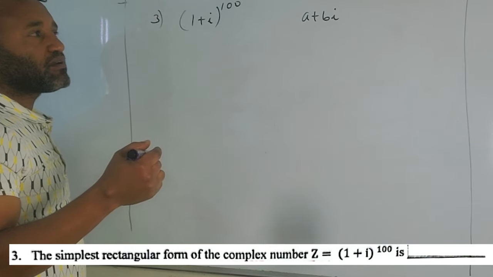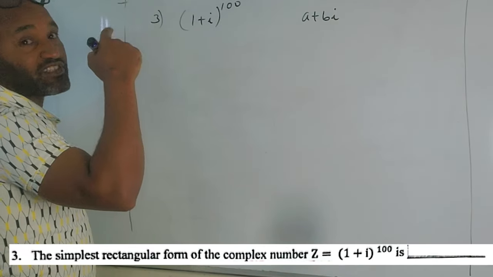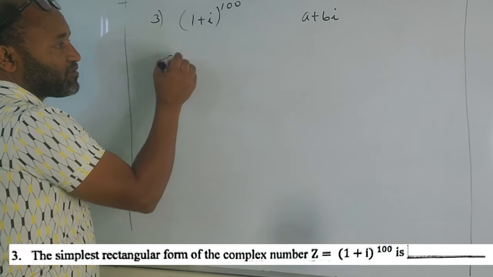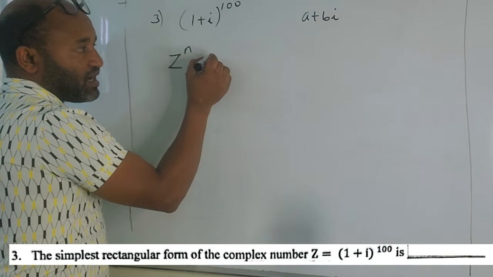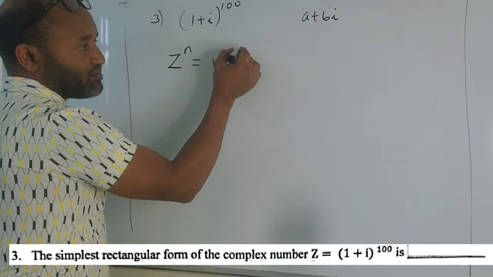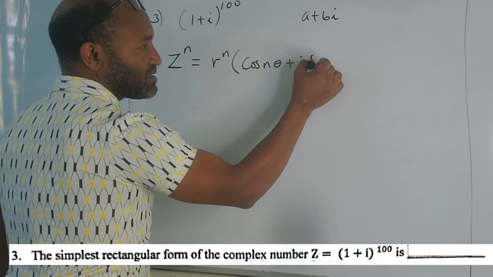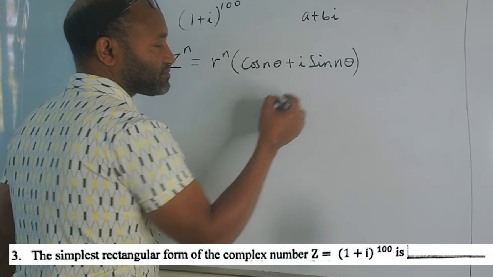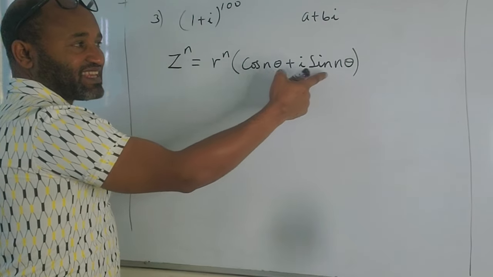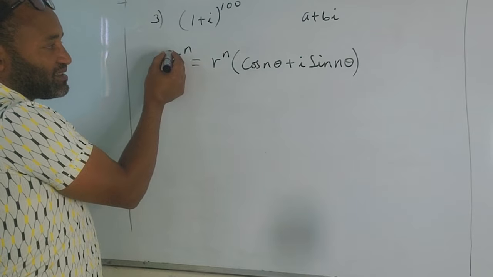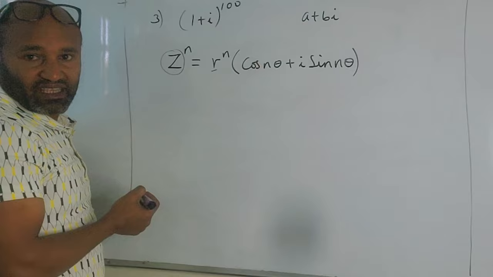So what do we need to apply here? Remember the raised-to-n form of a complex number. We have the formula z raised to n is equal to r raised to n, in brackets cos n theta plus I sin n theta. We write the complex number in this form, where the polar form of the complex number z is r comma theta.